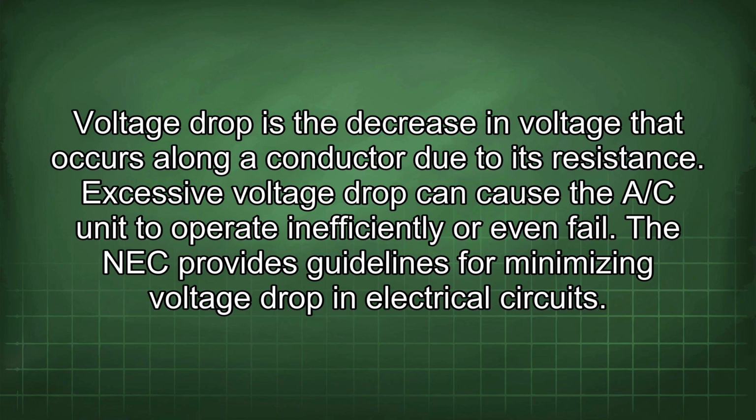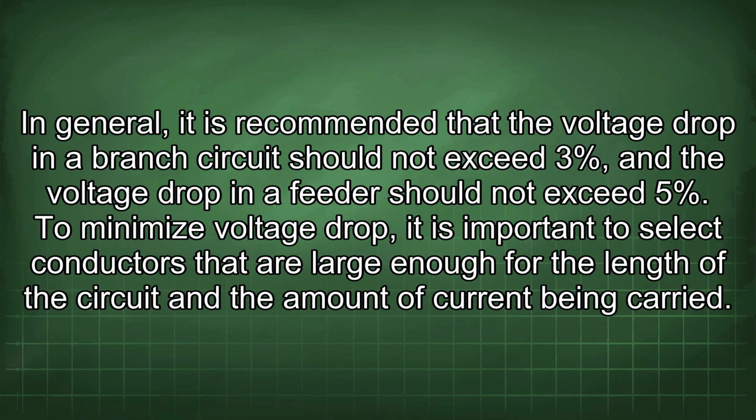The NEC provides guidelines for minimizing voltage drop in electrical circuits. In general, it is recommended that the voltage drop in a branch circuit should not exceed 3%, and the voltage drop in a feeder should not exceed 5%. To minimize voltage drop, it is important to select conductors that are large enough for the length of the circuit and the amount of current being carried.